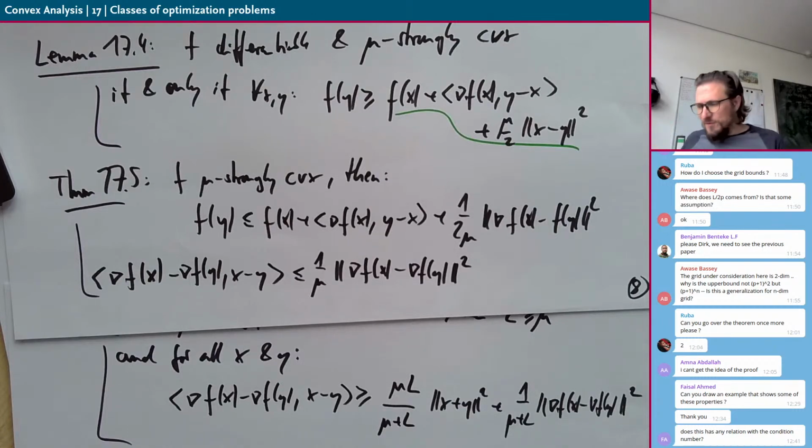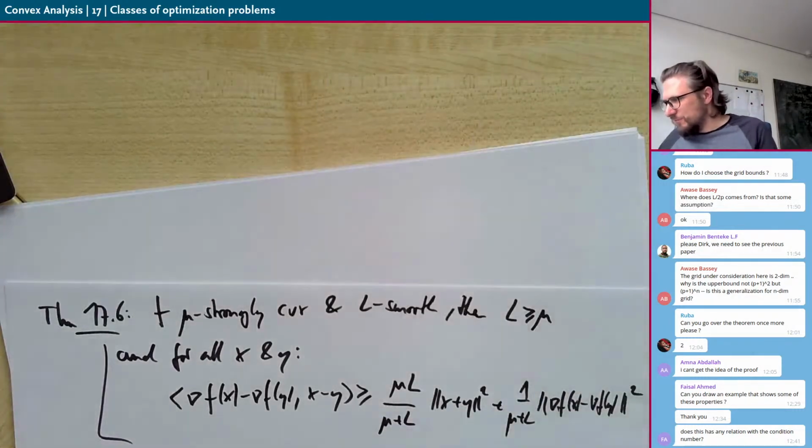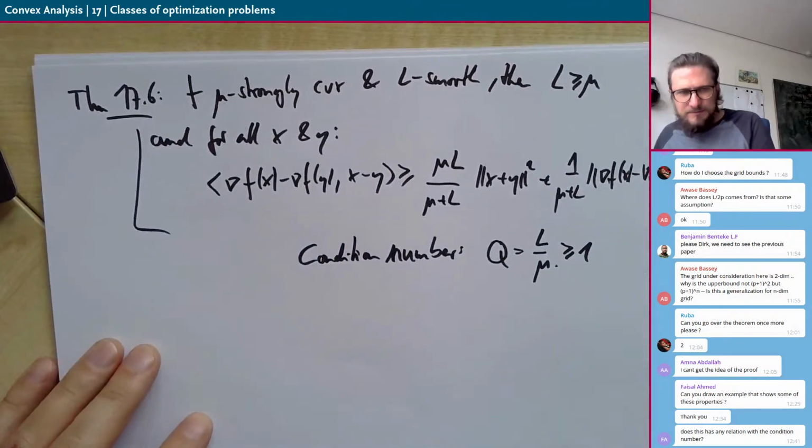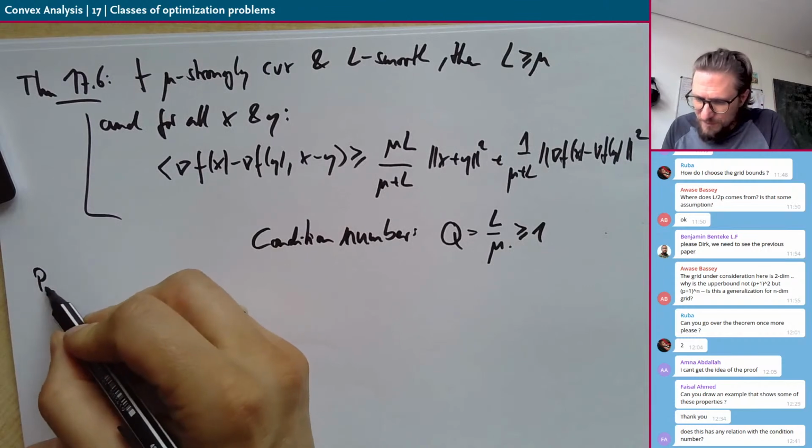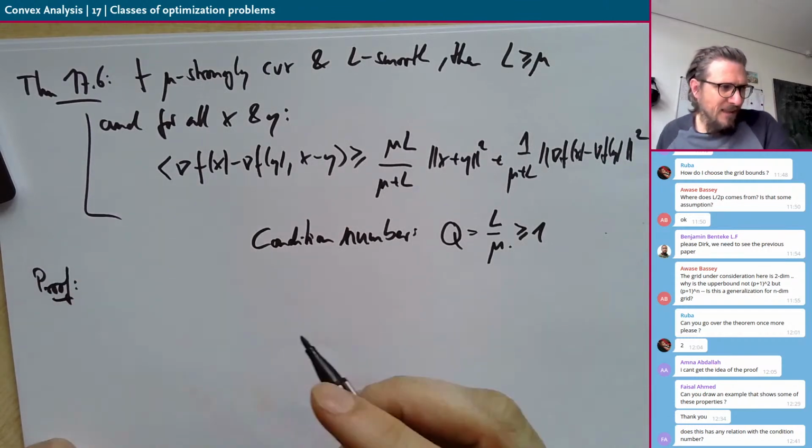Actually, we're going to use the previous ones, but maybe I do the last one. Let's prove the last one, because it's the most involved, but the proof is actually not so hard.